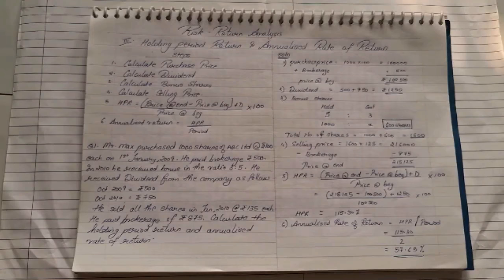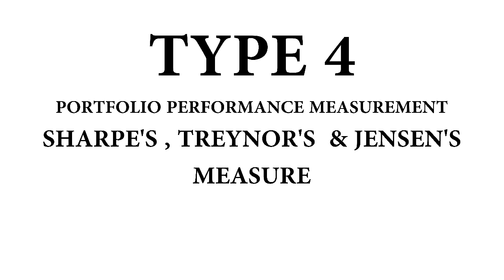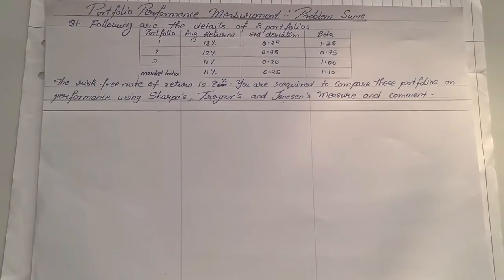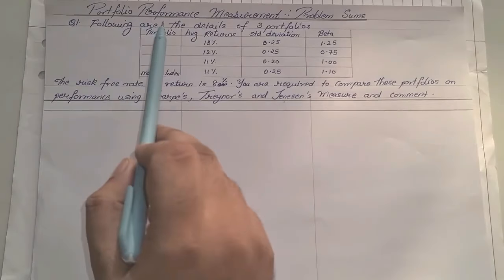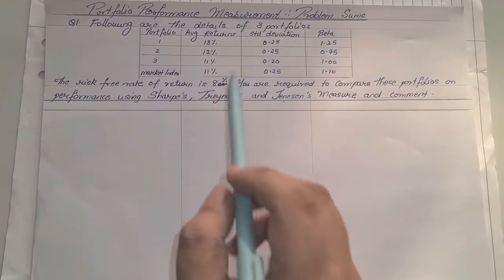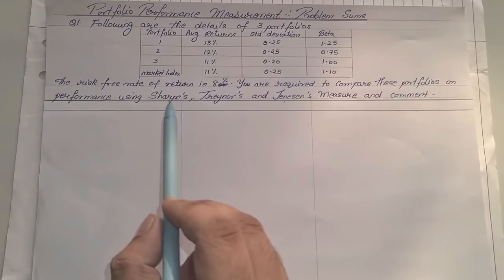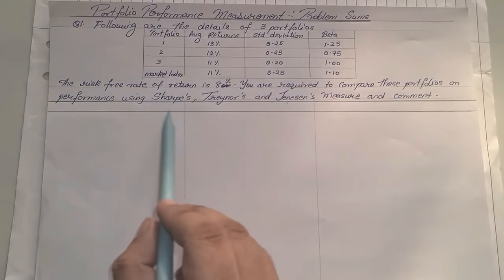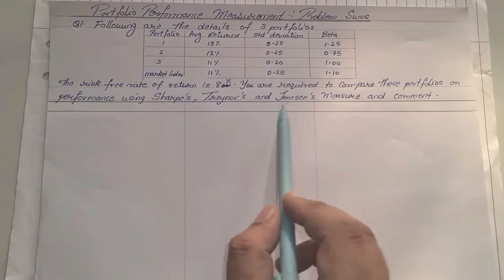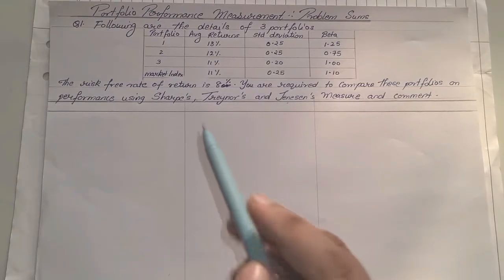Now let us jump ahead and go towards type 4, practical problem sum under this subject. The fourth type is under the topic portfolio performance measurement, where we are asked to calculate Sharpe's, Treynor's and Jensen's measure. So let us see how to solve sums based on this. Under the chapter portfolio performance measurement, the sum that usually comes is based on calculating the performance using Sharpe's, Treynor's and Jensen's measure. So now let us see how to solve the sum.